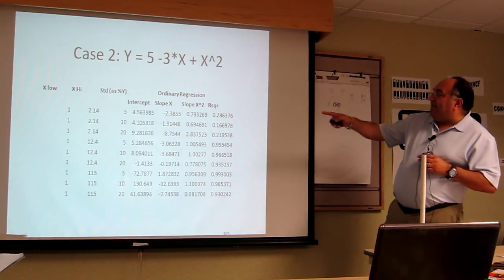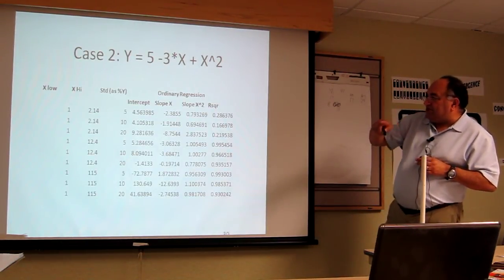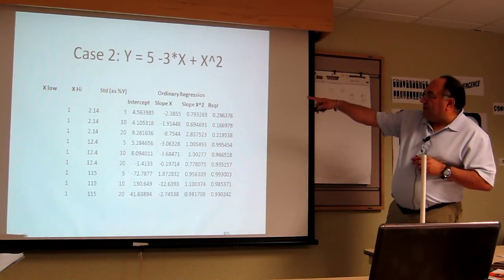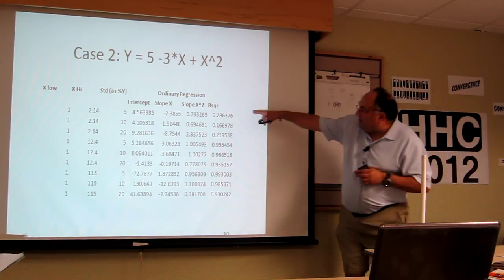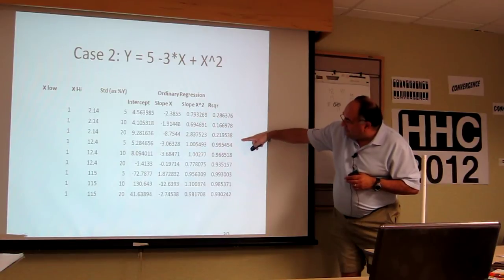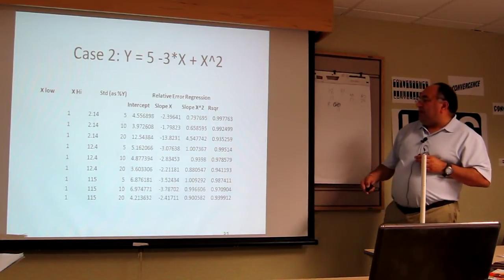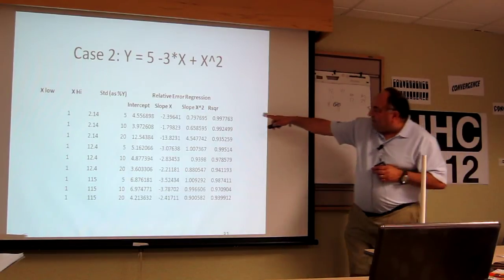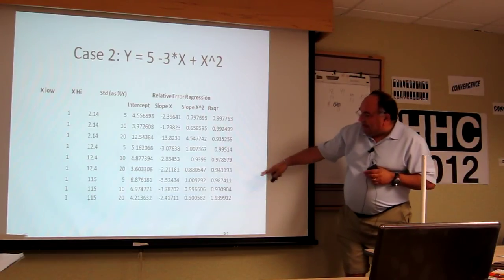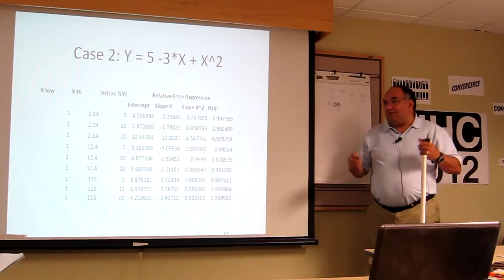And again, I have the same three ranges. The first table is for the ordinary regression, and you can see very low values here. Values are not that bad here, and kind of maintain here. While for the relative error, again, they do suffer, but it's not a terrible defeat.